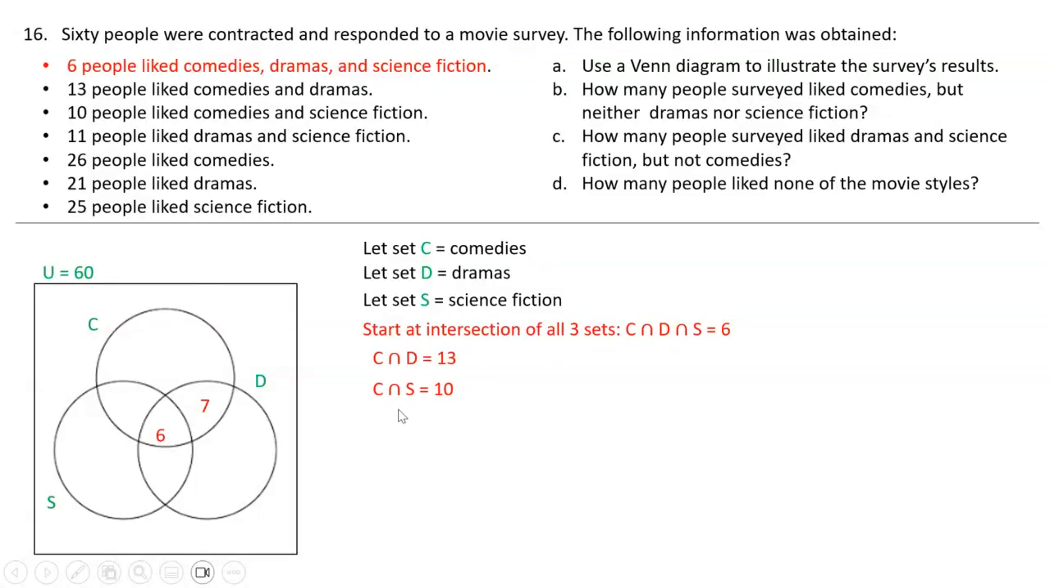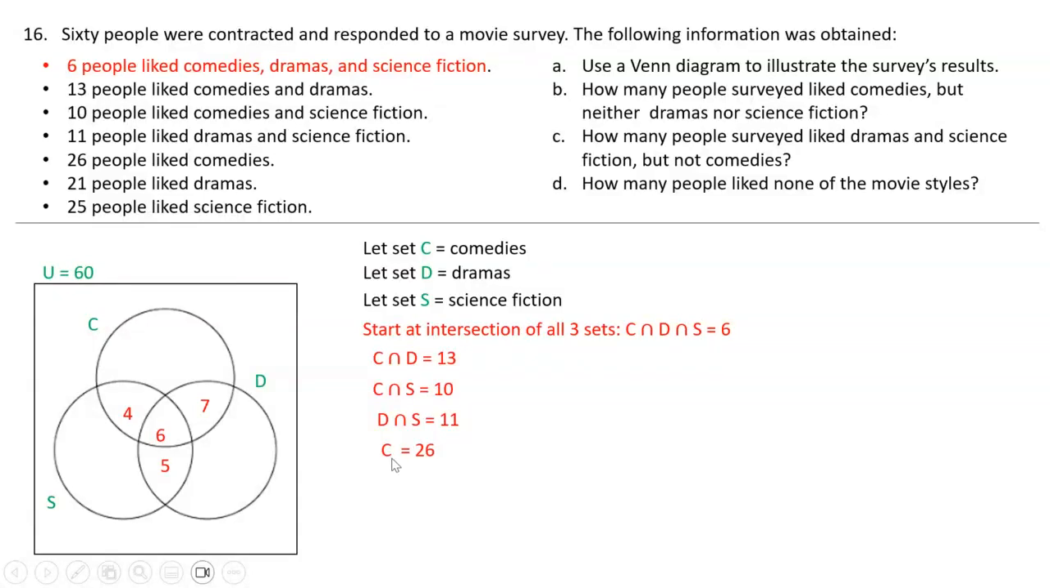Now let's do the third part. 10 people like comedies and science fiction. So comedies and science fiction is this area here and this area here. Where they intersect will be this area here in the middle. It's saying that it's 10, but we already got 6. So what goes here is going to be 4, because the total is going to be 10. Now let's go to the fourth part. 11 people like dramas and science fiction. That means this over here. So 11 means we got 6, so that's why this is 5.